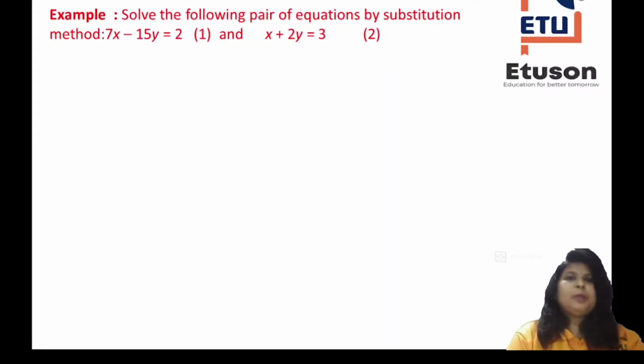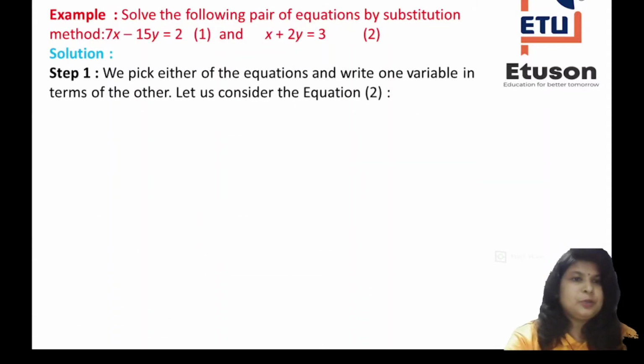Solve the following pair of equations by substitution method, that is 7x minus 15y is equal to 2 and x plus 2y is equal to 3. So your equation 1 is 7x minus 15y is equal to 2 and your second equation is x plus 2y is equal to 3. So how are we going to solve it? Let us try to solve this problem.